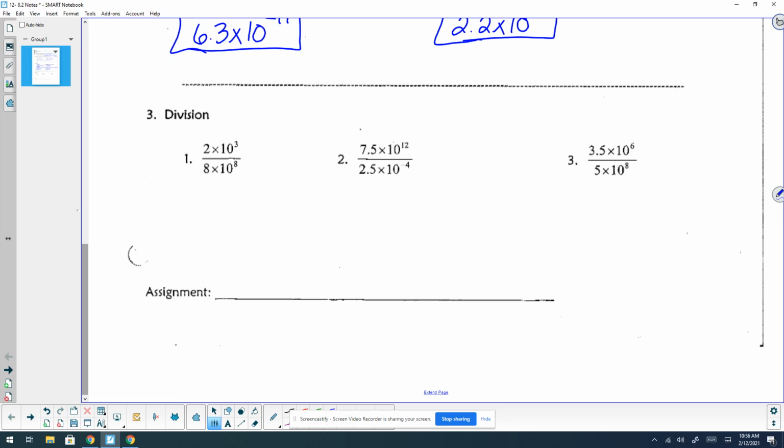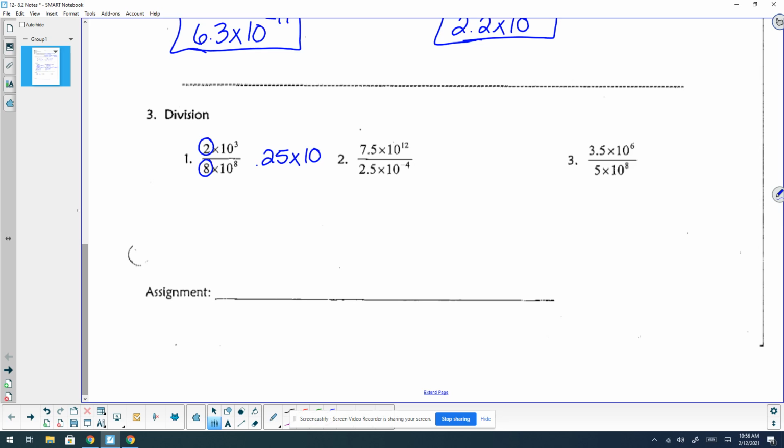Because scientific notation always uses decimals, what we can do is just divide 2 divided by 8. Just take your calculator, 2 divided by 8. You'll end up with 0.25. That will be times 10.